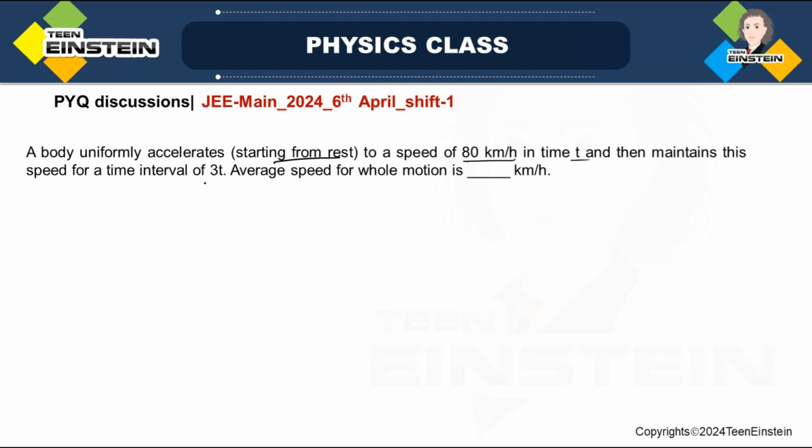Okay, so we have to answer this question. A body uniformly accelerates starting from rest to a speed of 80 km per hour in time t, and then maintains this speed for a time interval of 3t.